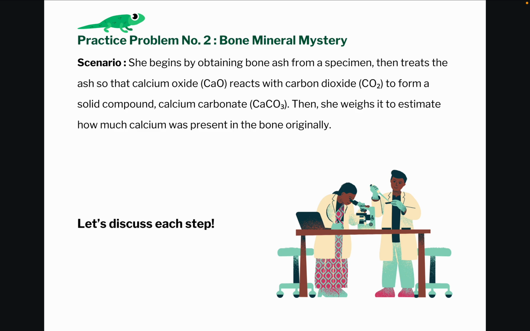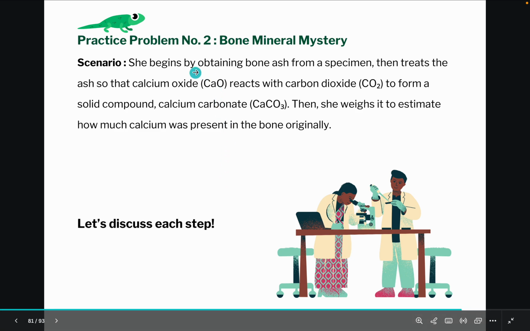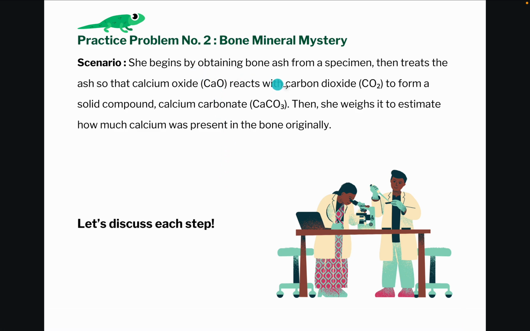We have a scenario wherein she begins by obtaining bone ash from a specimen, then treats the ash so that calcium oxide reacts with carbon dioxide to form a solid compound, calcium carbonate. Then she weighs it to estimate how much calcium was present in the bone originally. So let's discuss each step. What's the purpose of each step in this method?